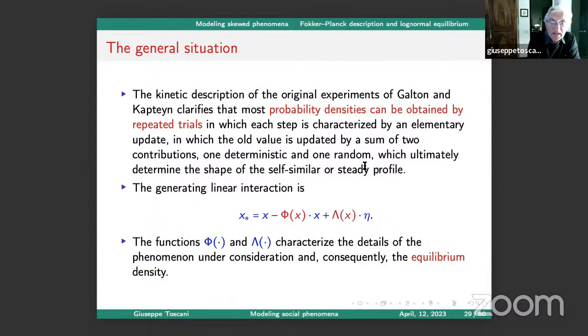And so, in general, if you want to reproduce some sort of social phenomena, and in many practical situations the social phenomenon is determined by some sort of asymmetric behavior, then you consider an interaction of the type in which you have the value x, and then you modify the value x by a certain function phi of x multiplied by x, and then you have a random part, which is lambda of x multiplied by eta. And the two functions that you introduce, which are obtained looking at the modeling assumptions, then determine the shape of the equilibrium configuration. So hopefully you understand the idea behind the mathematical modeling of this type of phenomena.